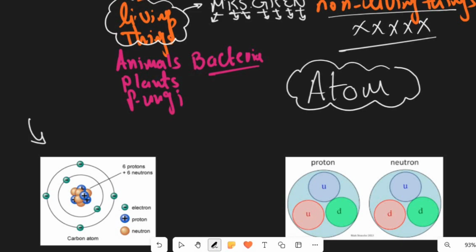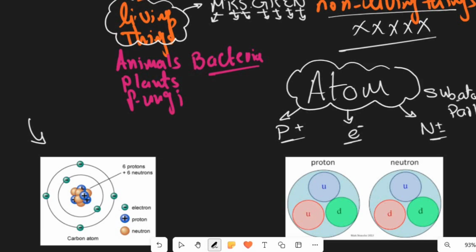And each atom has three parts. We have protons, positive protons, and negative electrons, and neutral neutrons. They have no charge. They have zero charge. The three particles are called subatomic particles.